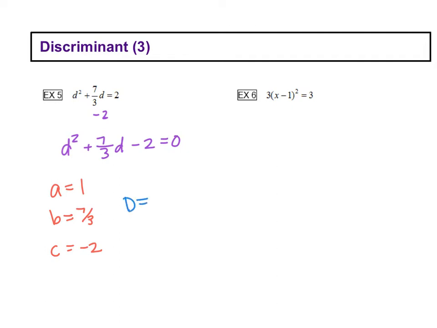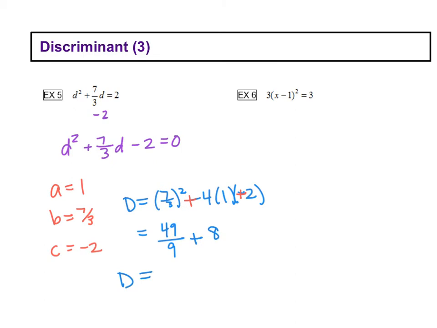So discriminant is b squared, so 7/3 squared, minus 4 times 1 times c, which is a -2. All right, well, what is 7/3 squared? That's just 7/3 times 7/3, so that's 49/9. And then I check out for negatives. I have 1, 2 negatives. If you multiply 2 negatives, it becomes positive. So that just tells me I can say plus. And then 4 times 1 times 2 is 8. So 49/9 plus 8. Feel free to use your calculator for that.